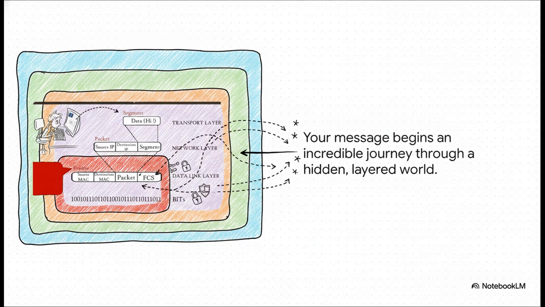Every single piece of data you send gets wrapped up and passed down through a series of layers, and each one has a very specific job to do. Today, we're zooming in on one of the most critical and honestly most overlooked of them all, the data link layer. This is the unsung hero that's responsible for the very first hop of your data's long journey.